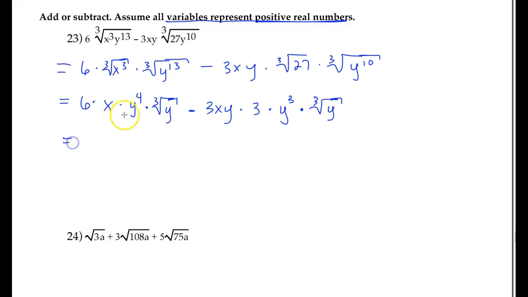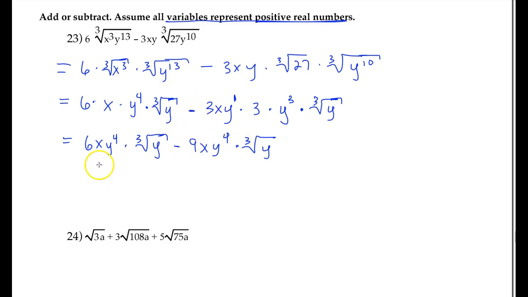Now, when we start to multiply all this together here, we'll get 6xy raised to the 4 times cube root of y. And here we have 3 times 3, which is 9x, and then y, which is the same as y raised to the 1, times y raised to the 3 is y raised to the 4, times cube root of y.